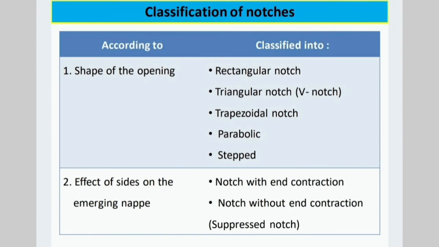Now the classification of notches and weirs. Classification of notches. According to shape, notches are classified as rectangular notch, triangular or V notch, trapezoidal notch, parabolic notch and stepped notch. Based on the effect of sides on the emerging nappe, notches are classified as notch with end contraction and notch without end contraction or suppressed notch.